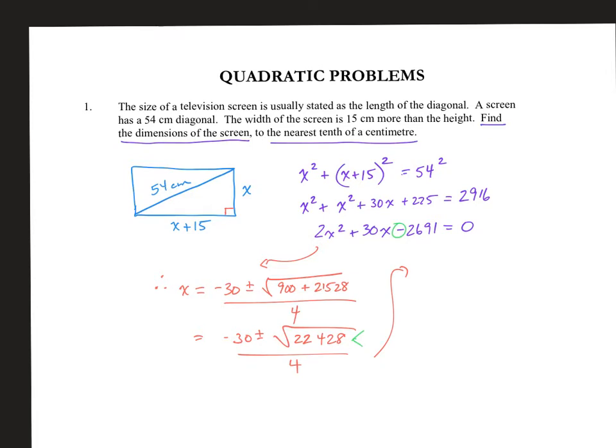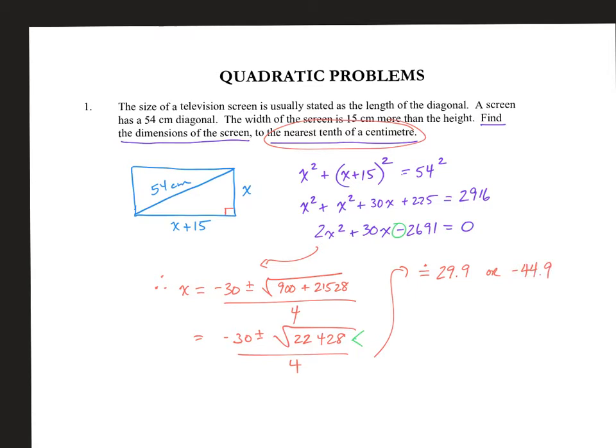So we're going to go through that process, and you're going to crank out the most exact answers you can get. So the first one, negative 30 plus root 22,428 divided by 4. And my rounding rules say that I need to round that to the nearest tenth of a centimeter. So I should get then approximately 29.9. Or in the negative case, negative 30 minus that big ugly mess, I should get down to negative 44.9.